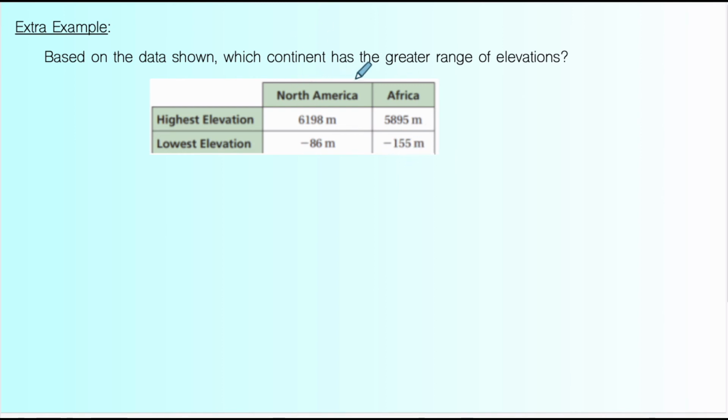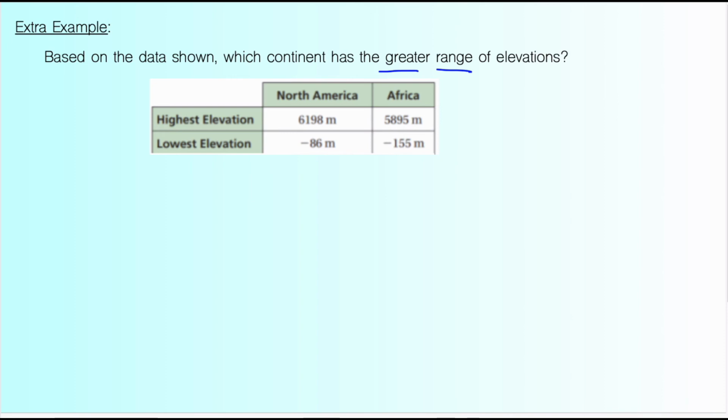My question is, which continent has a greater range? Ooh, range. It's from last unit, data and statistics. So to find that, remember range is the distance from one part of the data set to the other. Like, what's the spread from negative 86 up to 6,198? What's the spread? How far is it from negative 155 all the way up to 5,895? Well, you could put it all on a number line and try to count thousands of spaces, but that seems silly. Or, what is range? Range is the difference between the greatest and the smallest values.